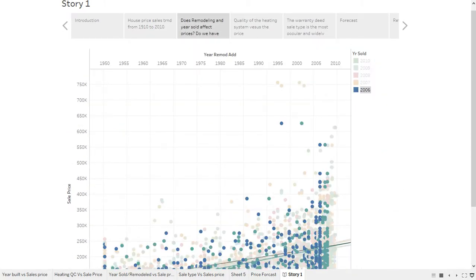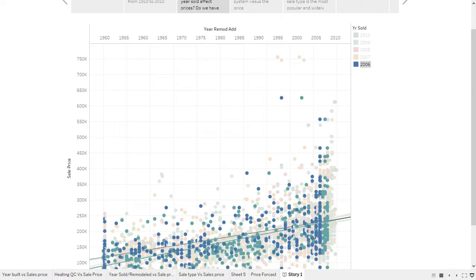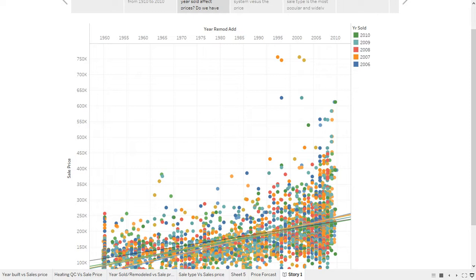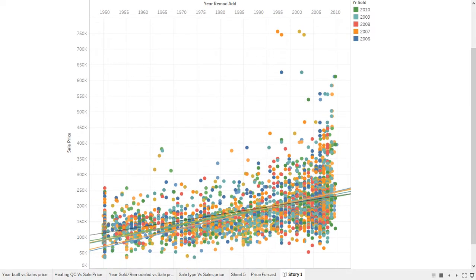Here we're going to see that the year remodeled of a house affects the prices. If a house was built in 1910 and remodeled a couple of decades down the road, the price is going to increase. The different colors stand for the different years sold.